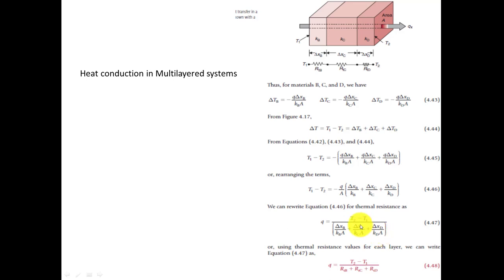Anyway, this equation can also be written in the form of thermal resistance. So Q is equal to T2 minus T1 divided by these terms. This value delta XB divided by KBA represents the thermal resistance of the first layer. This is the thermal resistance of the second layer, and this is the thermal resistance of the third layer. In this way you can determine the conductive heat transfer through a rectangular slab.